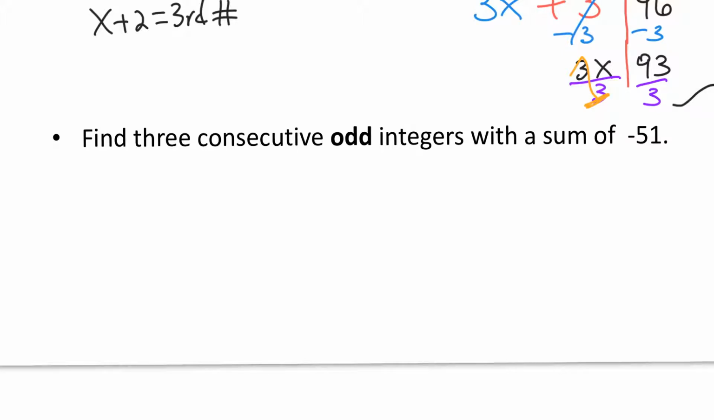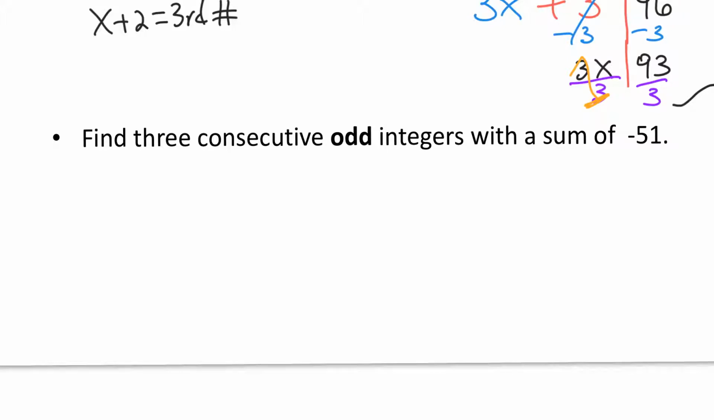Now this one is a little bit different because it says find 3 consecutive odd integers with a sum of negative 51. So this is the tricky part, guys. We want to find 3 consecutive numbers. They're going to be odd numbers, but they have to be consecutive. So let me explain what that means, okay?